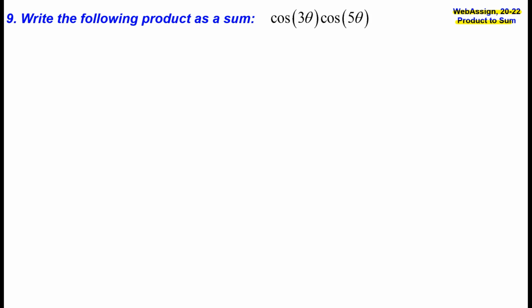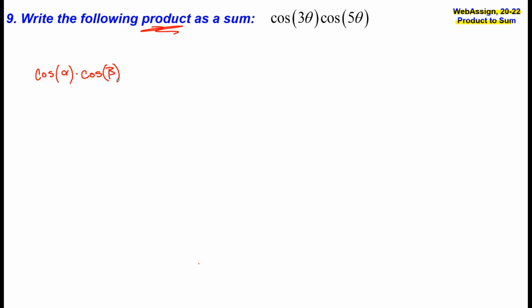Product to sum, what does that mean? Well, this currently is written as a product. It's cosine of 3 theta times cosine of 5 theta. That's the product part. What we want to do is transform it so that it's a sum, and we will use the product to sum formula for the cosine of alpha times the cosine of beta.